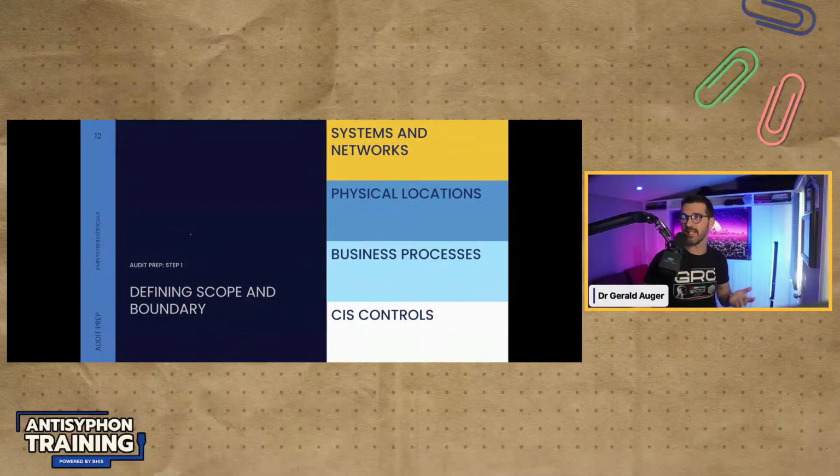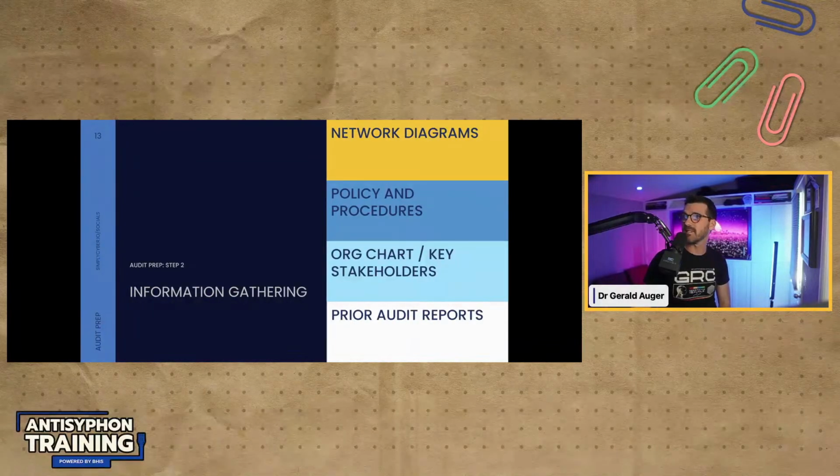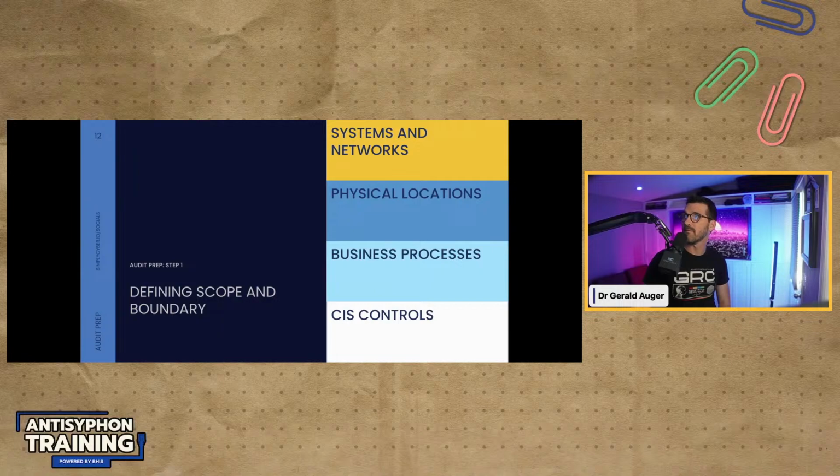All right, so the very first thing is defining scope and boundary. What are we looking at, guys? We've got systems and networks. Physical locations, too. Don't think it's all about tech, like whatever's got an Ethernet port in it. Physical locations matter, data centers matter. We're going to be looking at physical things too.